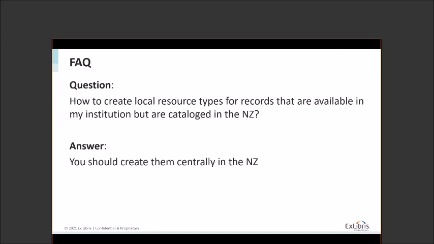Next question, how to create a local resource type for records that are available in my institution but are cataloged in the network zone? The answer is simple. You should just create them centrally in the network zone.